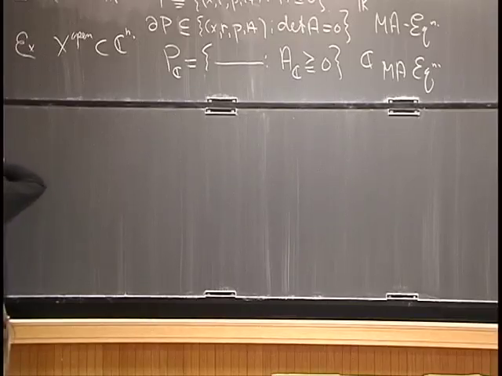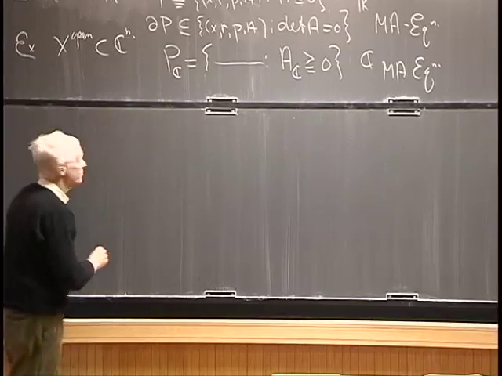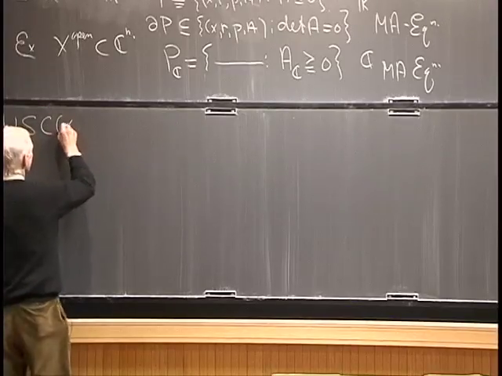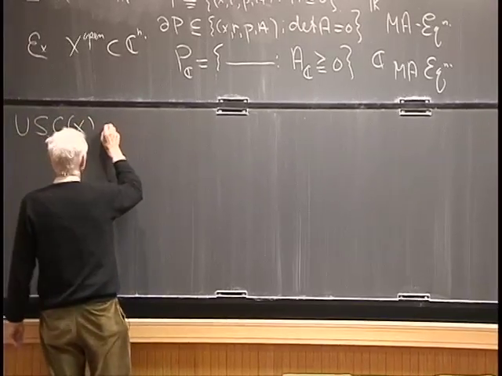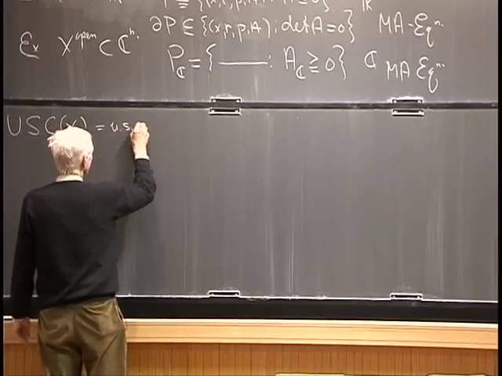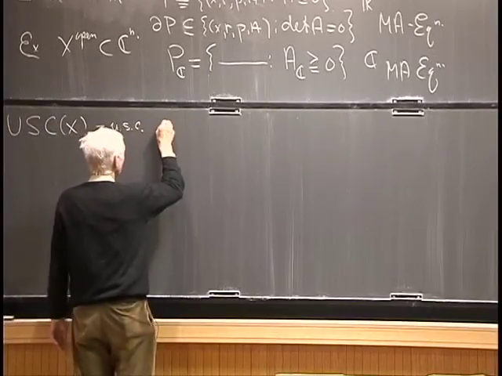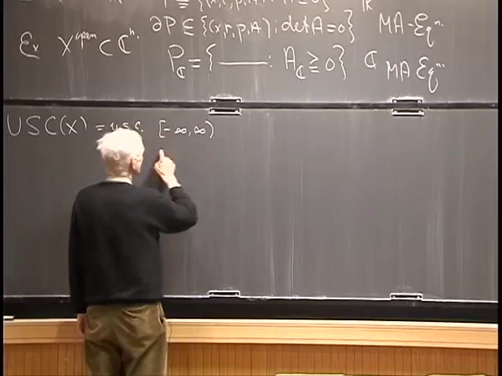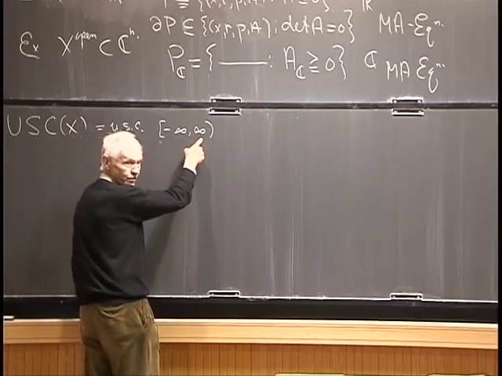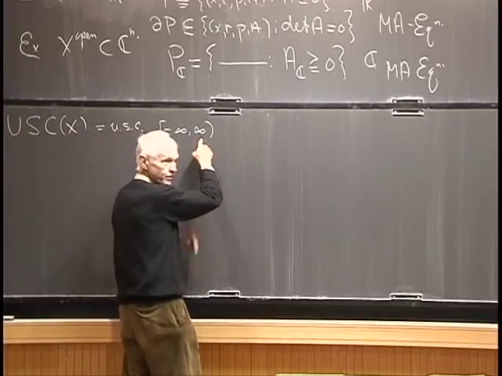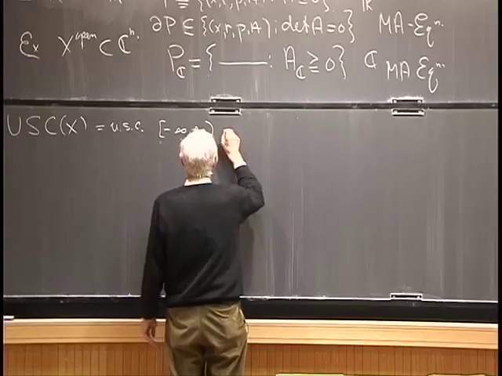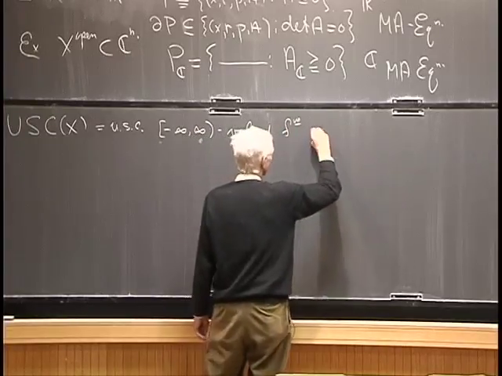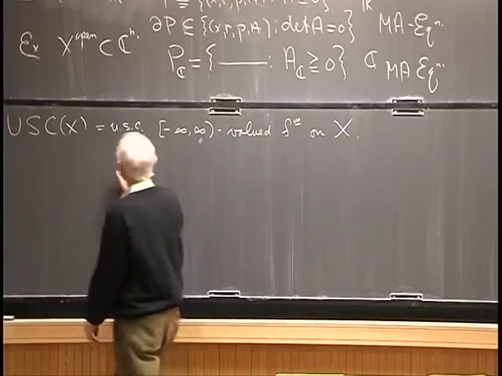So now I want to extend this to upper semi-continuous functions. Let me set some notation. USC(X), for a manifold X, is equal to the set of upper semi-continuous functions with values in the interval which includes minus infinity but not infinity. So you allow these functions to be minus infinity, in fact on arbitrarily bad sets. Okay, so that's the definition.